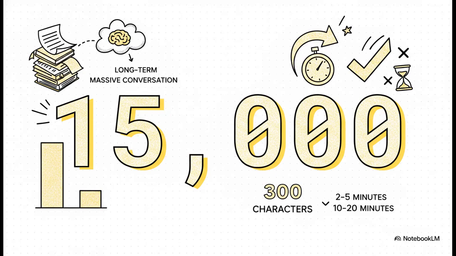Now, this is where things get serious. 15,000. That is the massive character limit for summaries generated by paid models, like Claude or GPT in Pro mode. Compare that to the 300 character limit of the free mode. A 15,000 character summary captures about 10 to 15% of a massive full-length conversation. Plus, those paid models are significantly faster, blazing through 100,000 characters in just a few minutes.